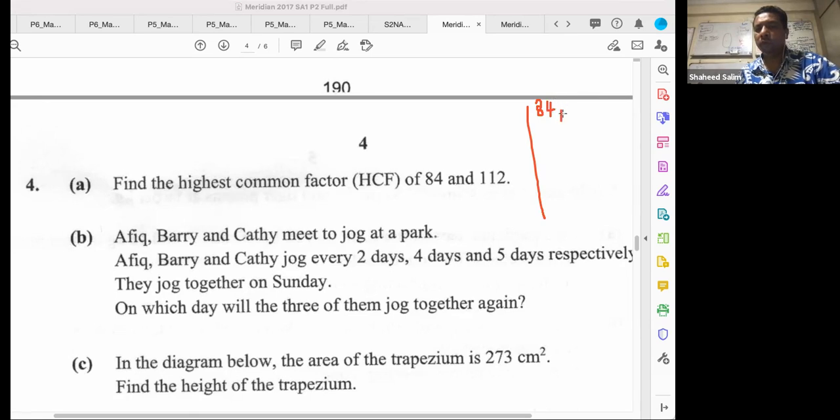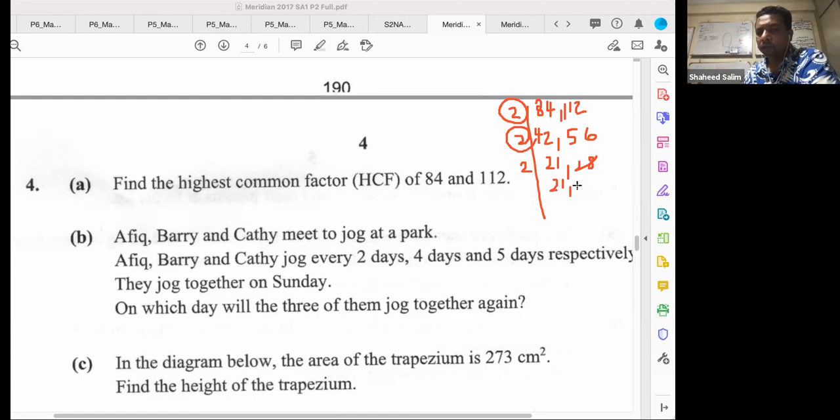84, 112. You start with 2 first. Divide by 2, you get 42 and 56, right? If both can be divided by 2, put a circle. Then divide by 2 again, you get 21 and 28. Both can be divided by 2, right? Put a circle. Now divide by 2 again. Not both, don't circle. 21 is still 21.